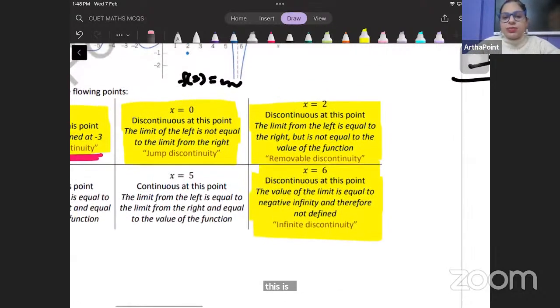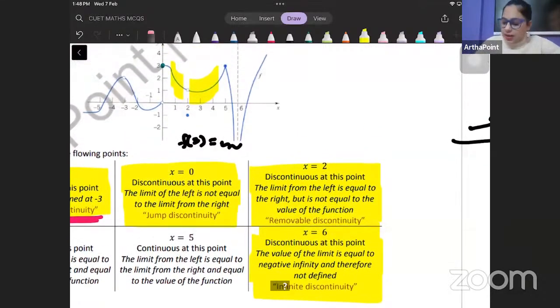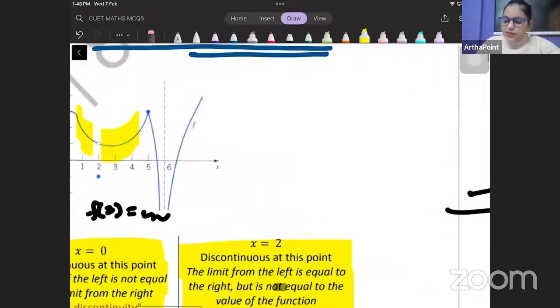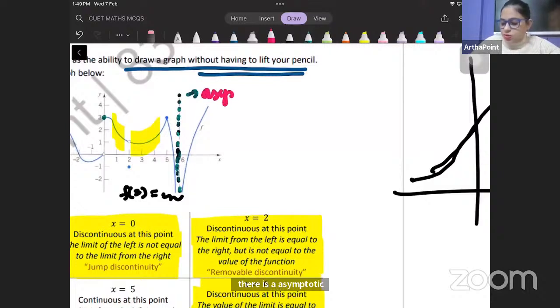When does infinite discontinuity happen, children? When you are approaching infinity. Now look here: this function at x equal to 6, when we are at 6, there is an asymptote. We call this an asymptote.